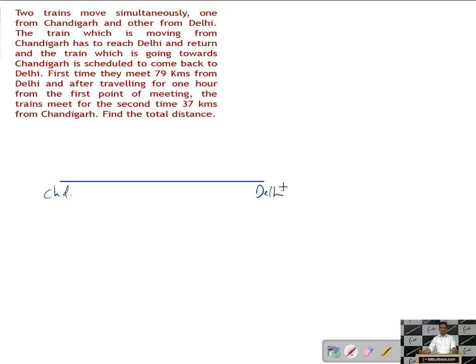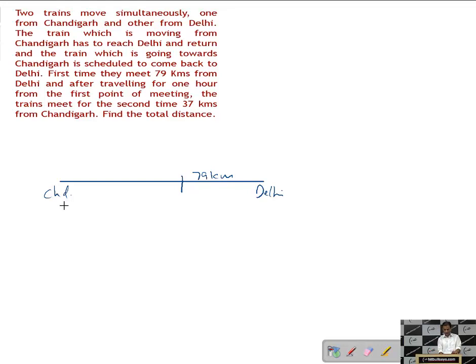The train which is moving from Chandigarh has to reach Delhi and then come back, and the one moving from Delhi has to go to Chandigarh and come back. First time they meet 79 km from Delhi. Now I will draw a picture so that you can visualize why they are covering three distances, students. First time they meet 79 km from Delhi. That means now I will draw a line here, student.